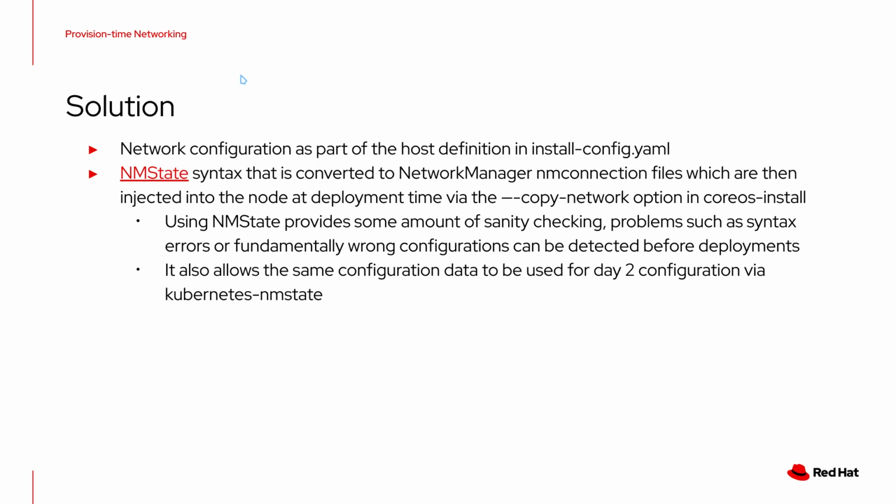And what it does is you provide an NMState configuration that gets converted to raw Network Manager NM connection files, and then those are injected into the node at deployment time with the copy network option in CoreOS install. Using NMState for this does provide us a little bit of sanity checking, because if you have a syntax error in your NMState configuration, it's going to tell you right away.